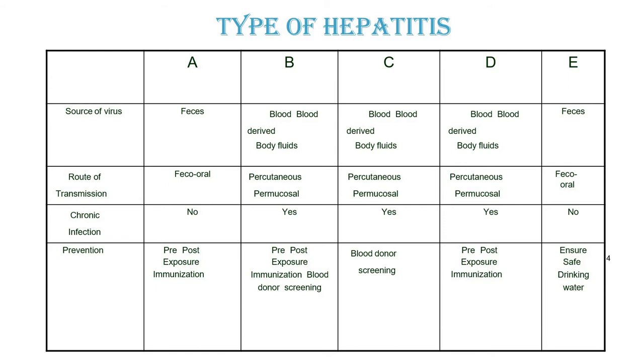Now, regarding prevention, pre and post exposure immunization is possible in case of A, where we ensure safe drinking water or safe food not contaminated by the fecal matter, and the handlers must be safe. Then pre and post exposure immunization and blood donor screening are observed for B, C, and D.